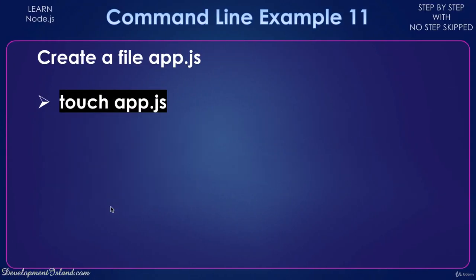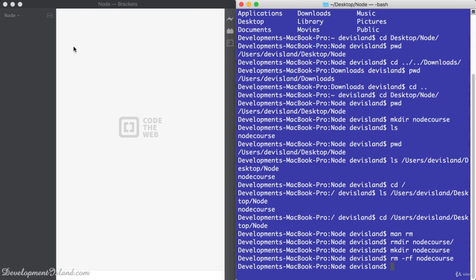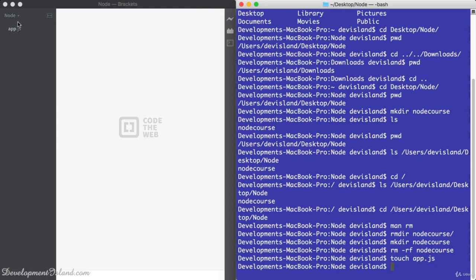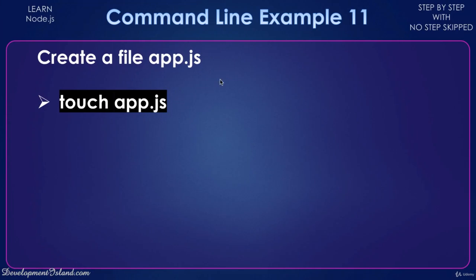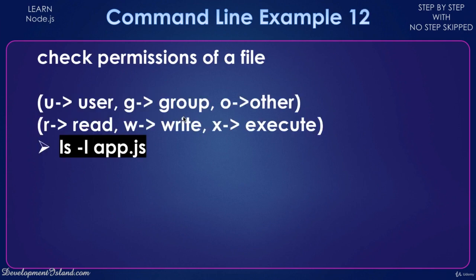Now let's move to the next one. So let's create a file, app.js. So to create a file, use the touch command, and here is our file. Perfect. Now let's check permissions of our file.